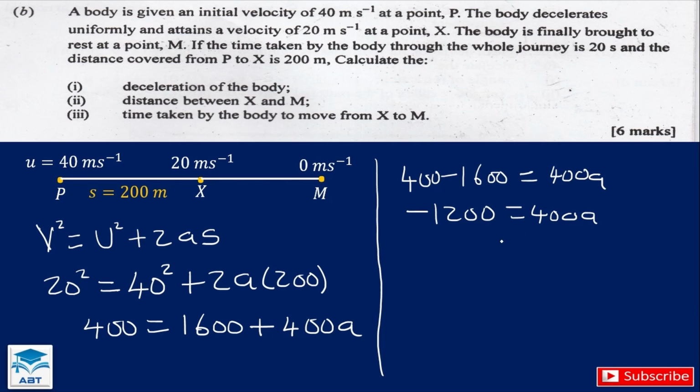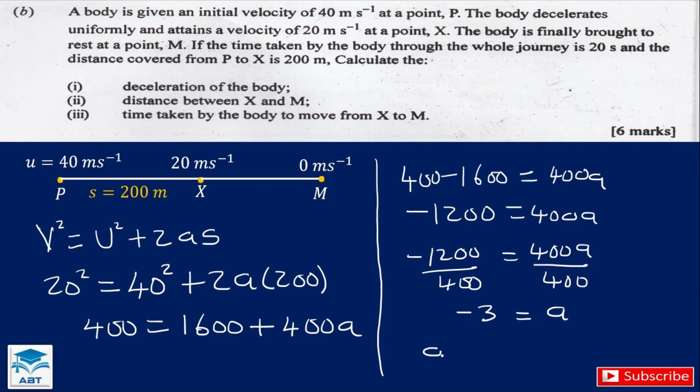400A. And when we divide through by 400, we'll have negative 1200 divided by 400 is equal to 400A divided by 400. And so we have A to be equal to negative 3. So the deceleration is negative 3 meters per second squared.